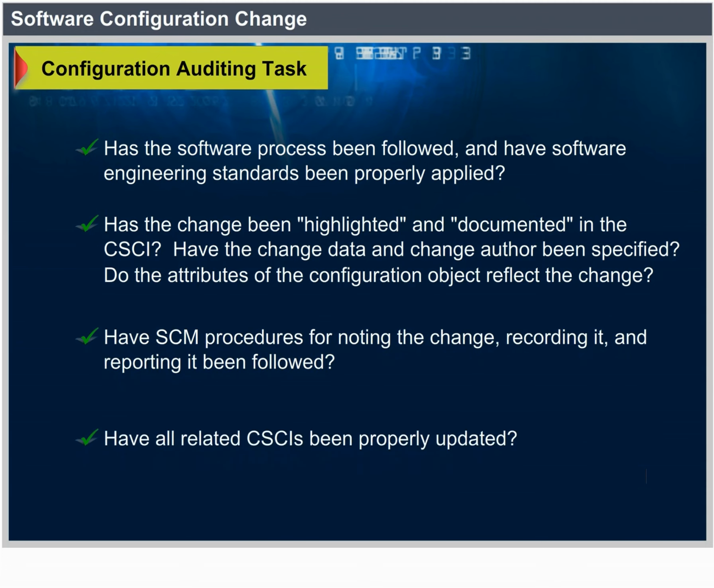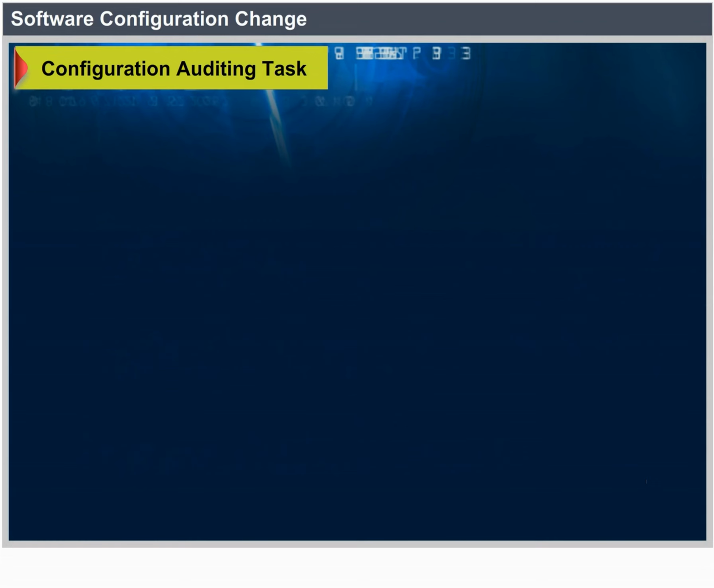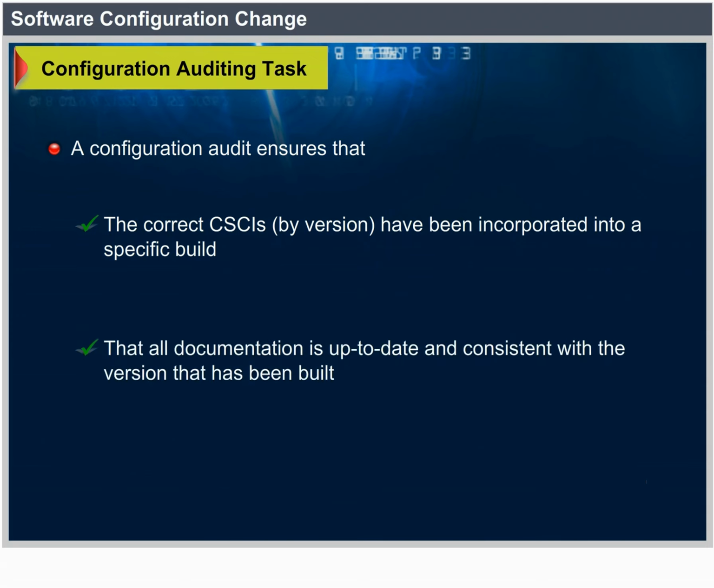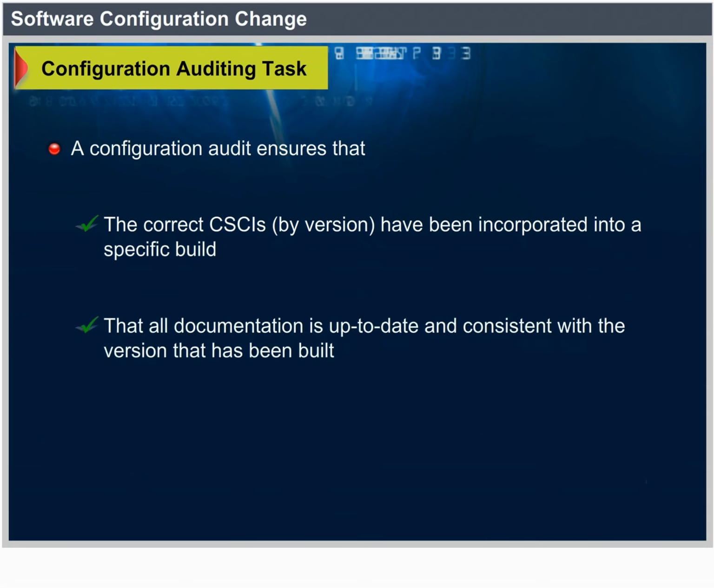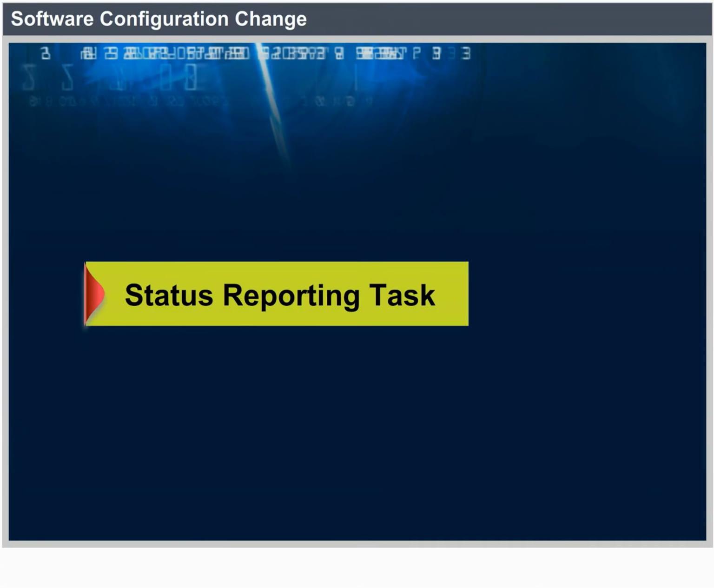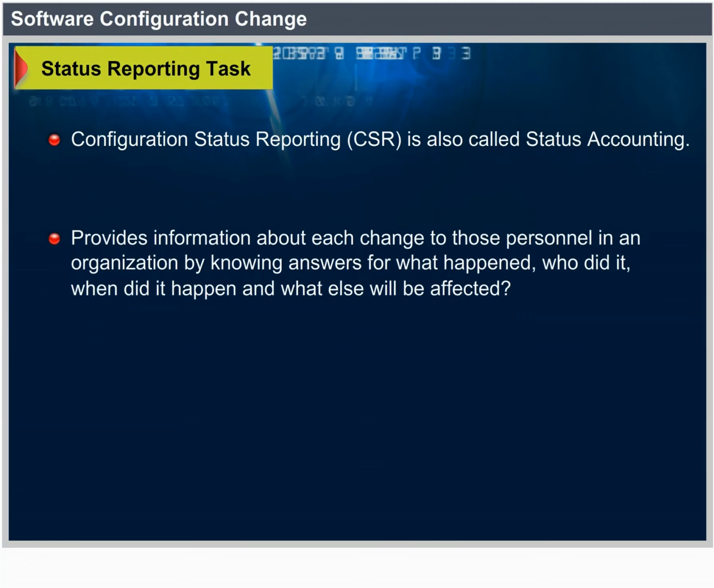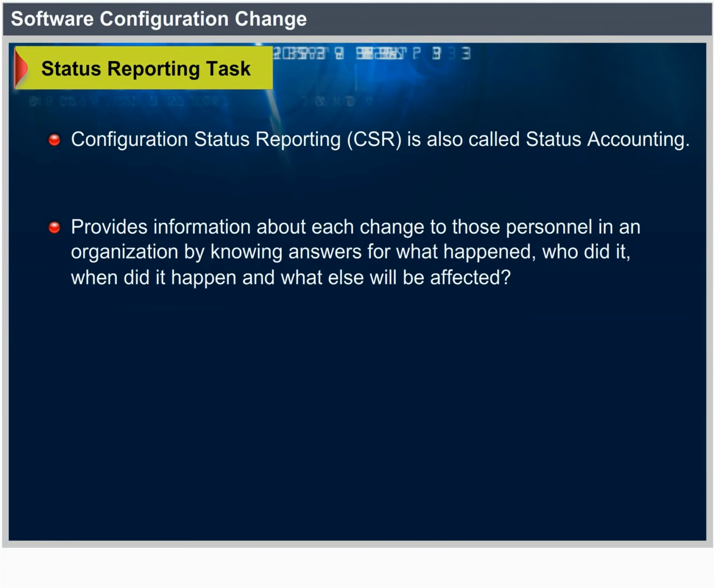A configuration audit ensures that the correct CSCIs by version have been incorporated into a specific build, and that all documentation is up to date and consistent with the version that has been built. Status reporting task. Configuration status reporting, CSR, is also called status accounting. It provides information about each change to those personnel in an organization with a need to know: what happened, who did it, when did it happen, and what else will be affected.